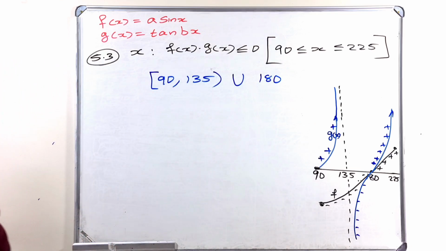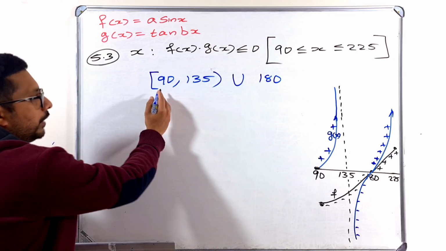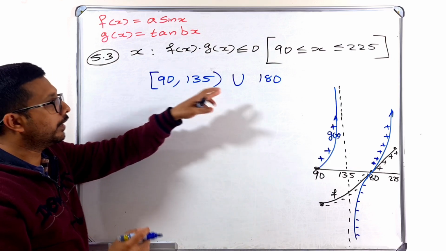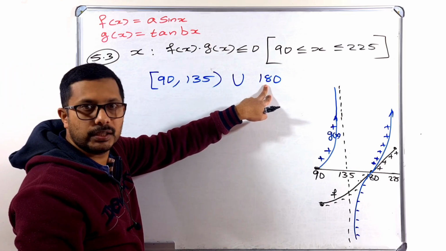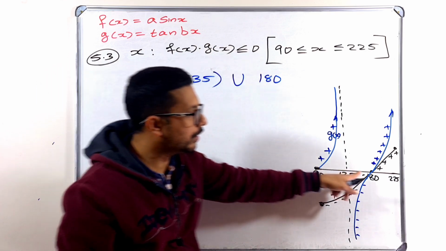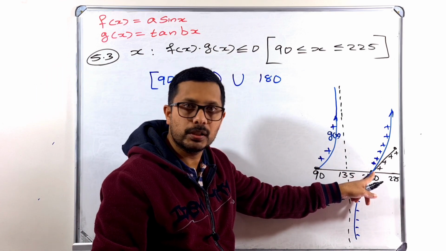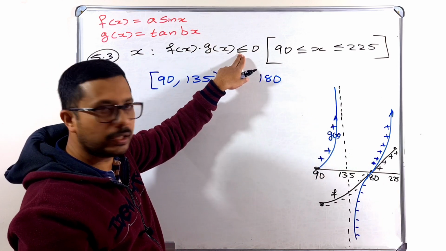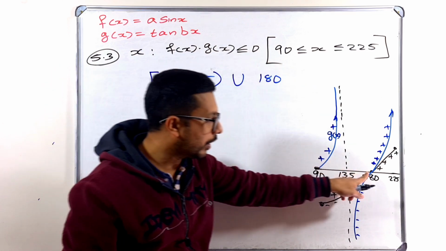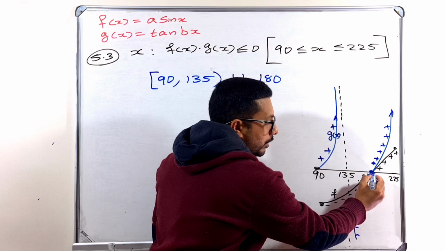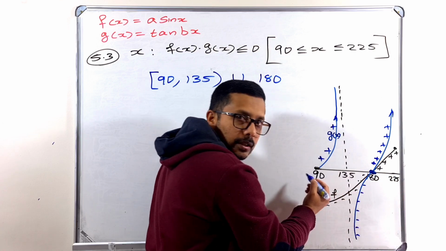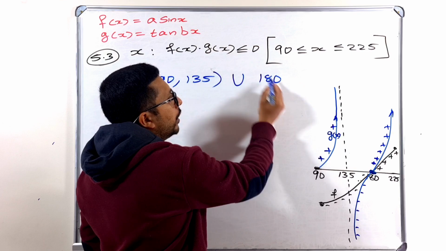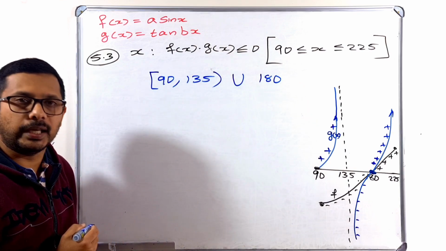So it means 90 to 135, that is positive and negative. And why do we want to include this 180? Because at 180 the answer, the x value, is 0. Am I right? So we have to include less than or equal to 0. So at 180 you can see that it is 0 here. Both the graphs are equal. So it means that we have to include that 180 also.